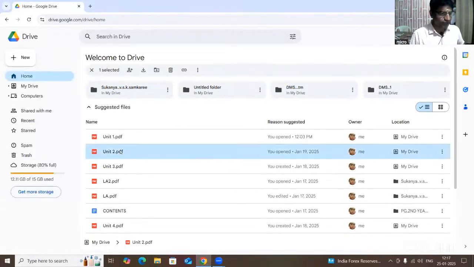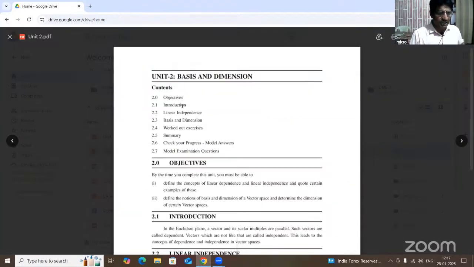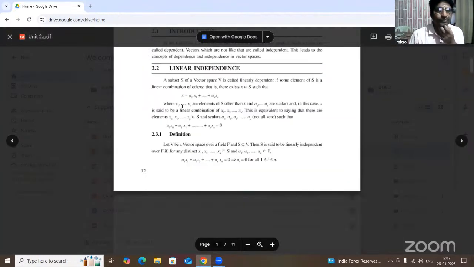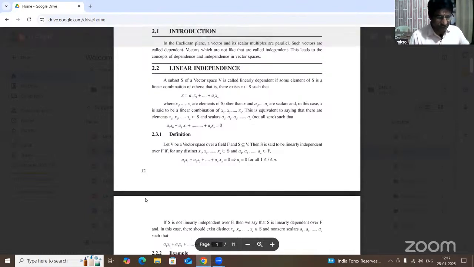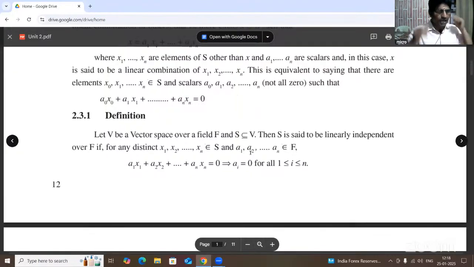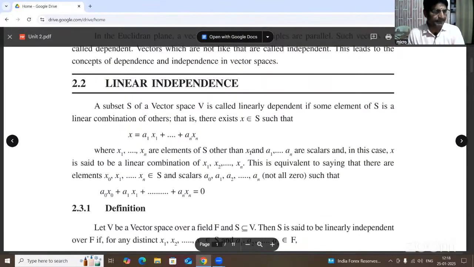Students, listen carefully. See this one. This is unit 2, basis and dimension. Now, we have already explained linear dependence and independence in this part. See this one. Now, what is linear dependence and independence?